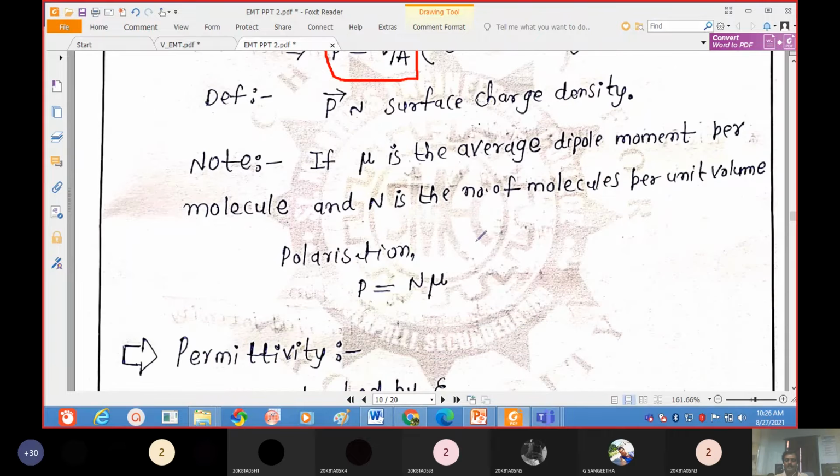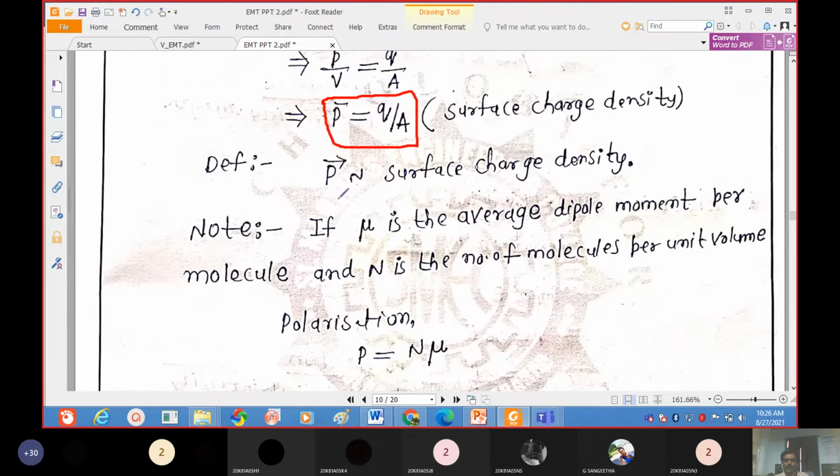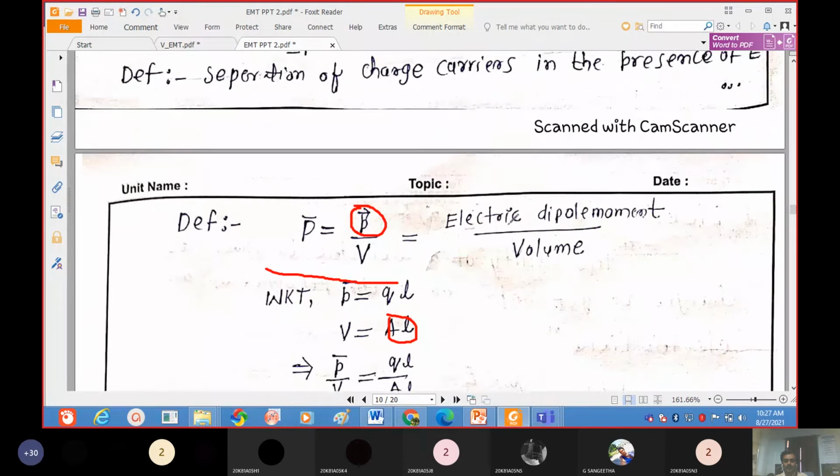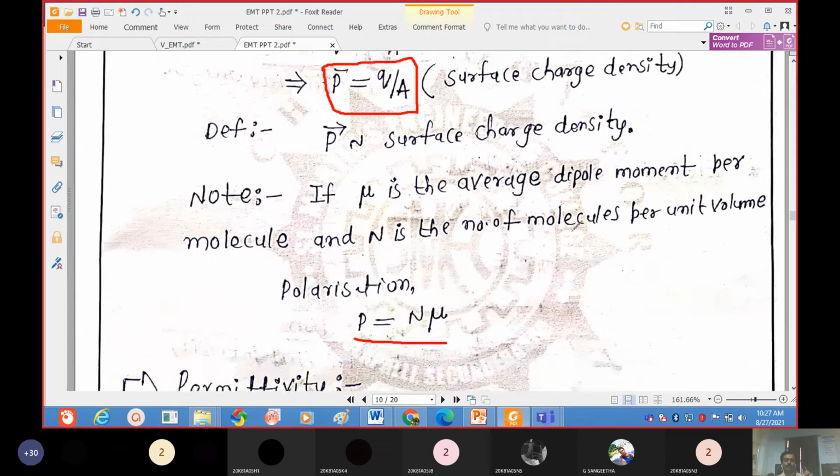Now, here is the average dipole moment. Capital P, which we call polarization, has one more definition: P is equal to n into mu, where mu is the average dipole moment. So if you take the average dipole moment, that equals mu. Polarization P is equal to n into mu.